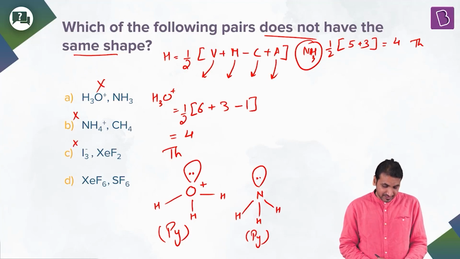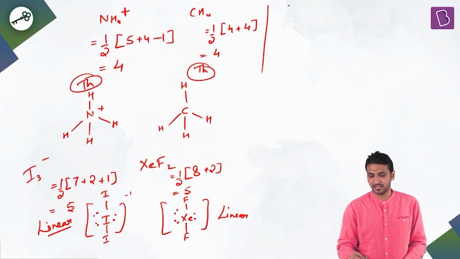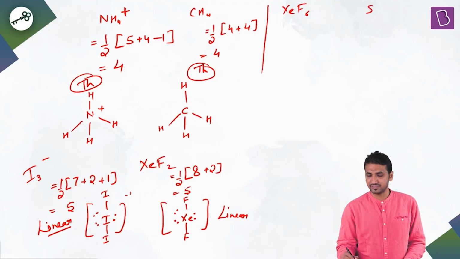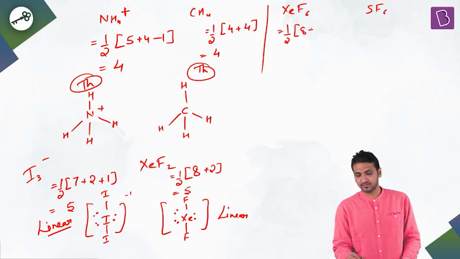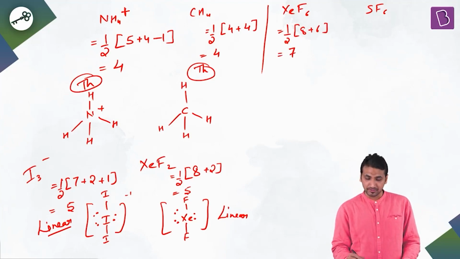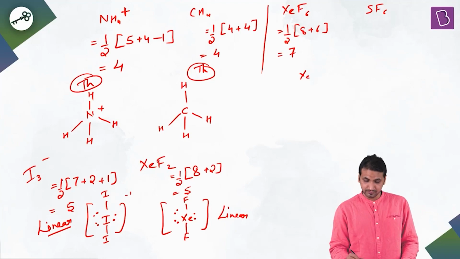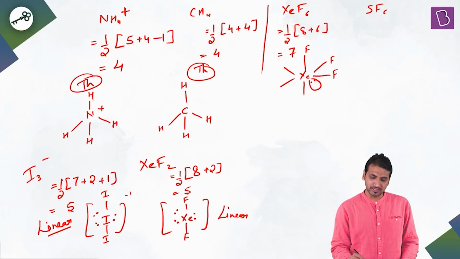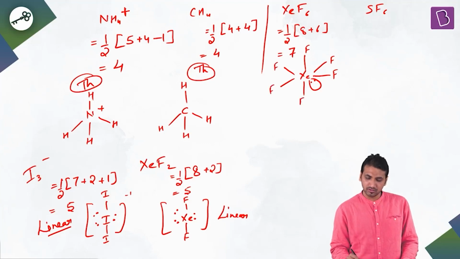XeF6 and SF6. Let's do it: 1/2, xenon is 8, 6 fluorine, 8 plus 6 is 14, divided by 2 is 7. 7 is pentagonal bipyramidal, and you have 6 fluorines, 1, 2, 3, 4, 5, 6, and the 7th one will be a lone pair. So the shape will be somewhat distorted octahedral.